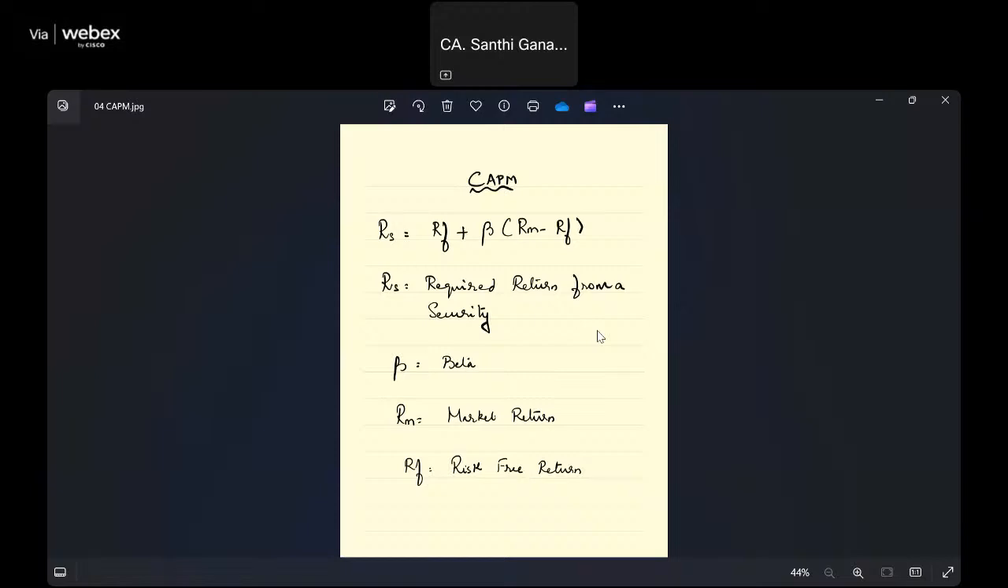Now, this is a model which gives you the risk-adjusted discount rate. RS is the required return. Required return means risk-adjusted discount rate. RF, we already discussed yesterday also. RF, the risk-free rate, stands for the nominal risk-free rate, which you get from government securities. They are considered to be default risk-free.